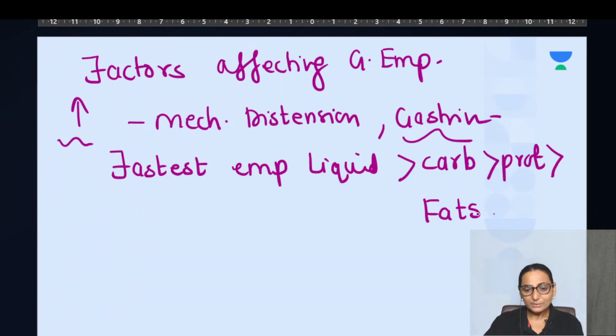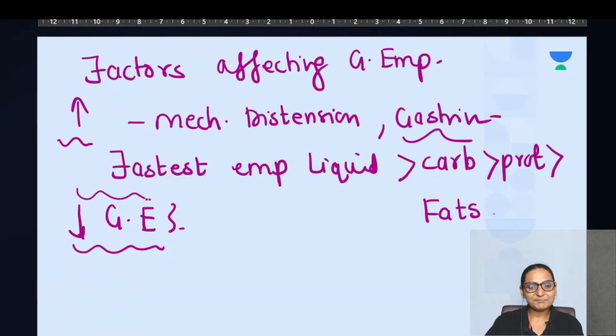Now, on the other hand, what are the factors that will decrease the gastric emptying? When will gastric emptying decrease? One we have seen, the type of food. When this food goes from the stomach to the intestine, now this intestine will be overloaded, isn't it? There will be an increase in the volume.